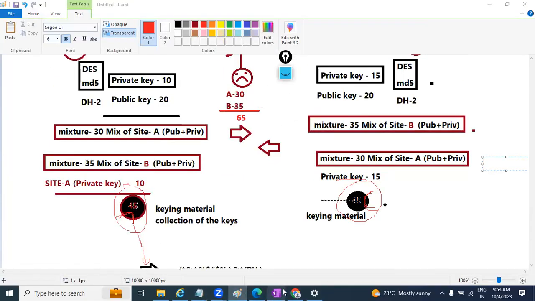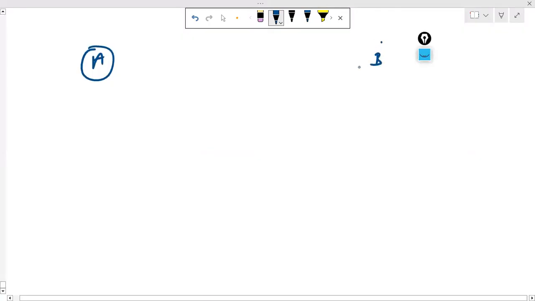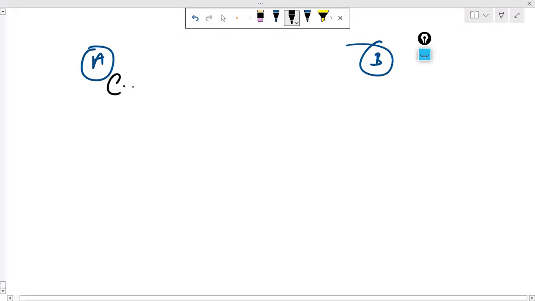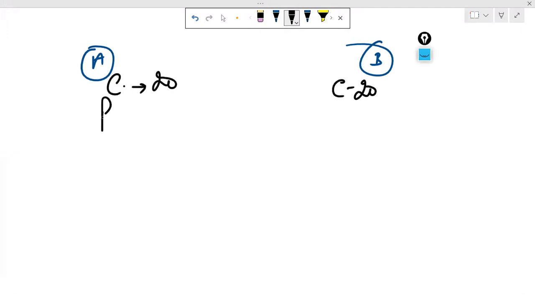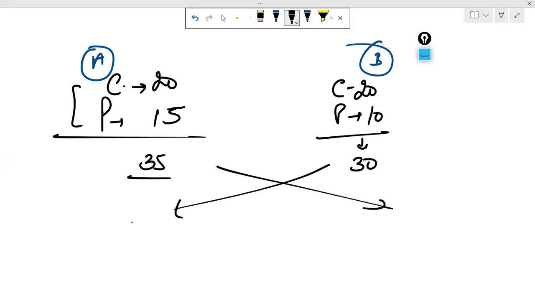So Diffie-Hellman is, first of all, site A and site B. First of all, they would decide on the common key. Let's consider it's 20, and this is the common key again, 20. This is the private key, the secret key. Let's consider this side we have 15 and this side we have 10. They would add both. So 15 plus 20 is 35, and 20 plus 10 is 30. They would exchange it. So now we have 30 on this side and we have 35.